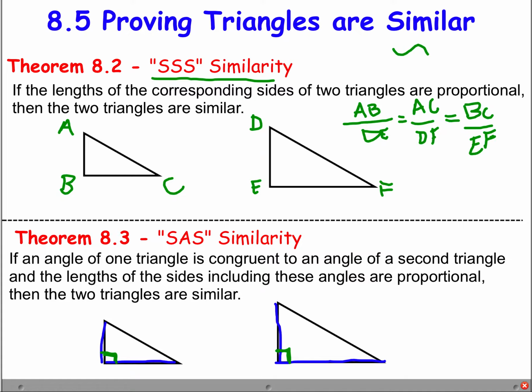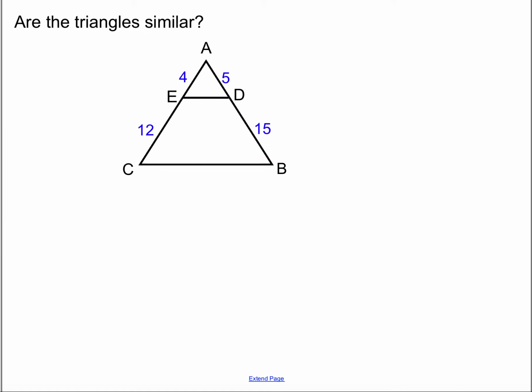So what we're going to do now is look at quite a few examples. We're going to look at some straight math examples, and then we have two more real-world examples that I'm going to have you work through on your own and check your answers with me. Okay, so let's look at these two right here. Are the triangles similar? In order for them to be similar, we need to know either SSS, all three sides are proportional, or SAS, two of the sides are proportional and the included angle.